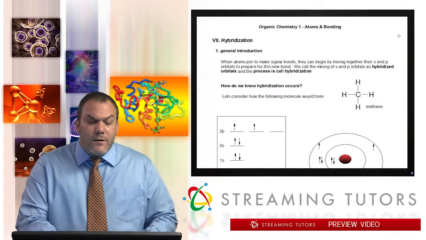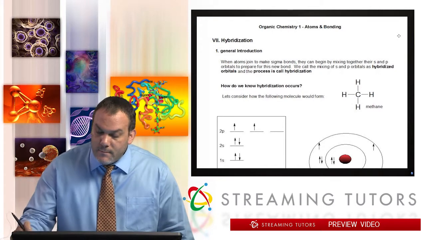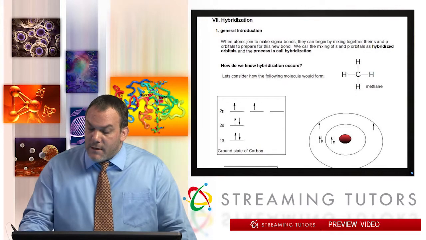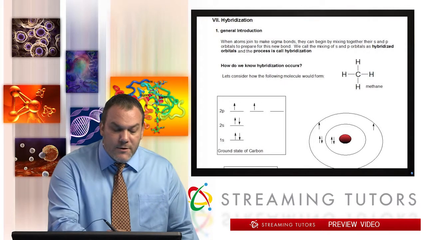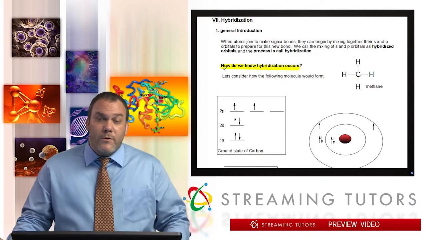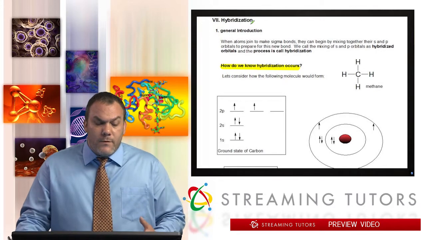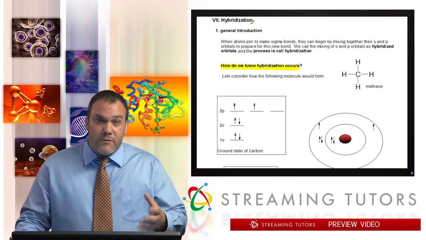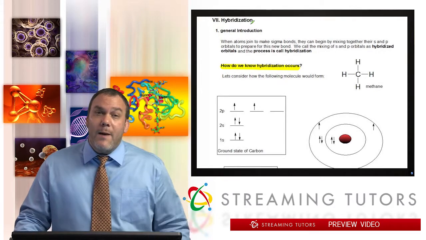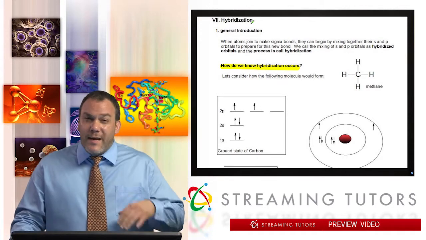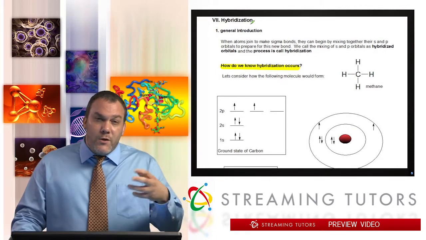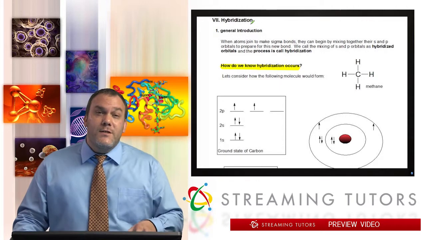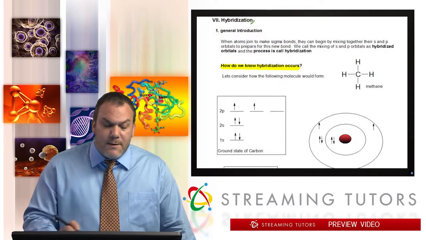Okay, so let's take a look at why we would do this. The question here is very simple. It says, how do we know hybridization occurs? We can't see orbitals, right? We can't really do much experimentation on them to know that this occurs, but we do know it happens. And so what we do is we have indirect information that we use to figure out that this is actually taking place. And here's an example.